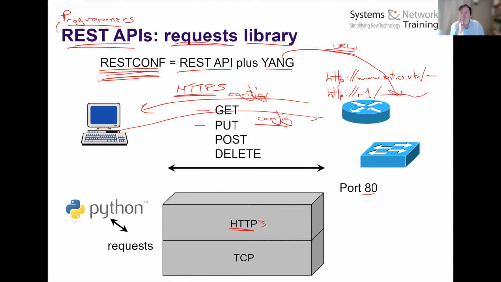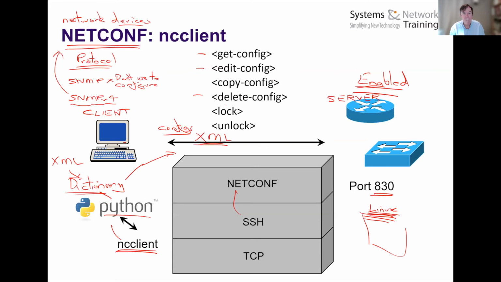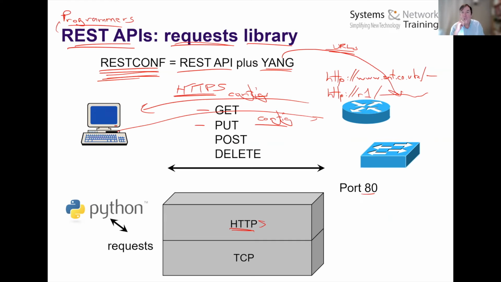So Yang is a modeling language. Yang isn't passing along the line as such. It's just telling us which URLs we can use. What Yang does with Netconf is tell us what tags we can use in our XML, whereas with RESTCONF, it's telling us what URLs we can use, and that's what RESTCONF is.